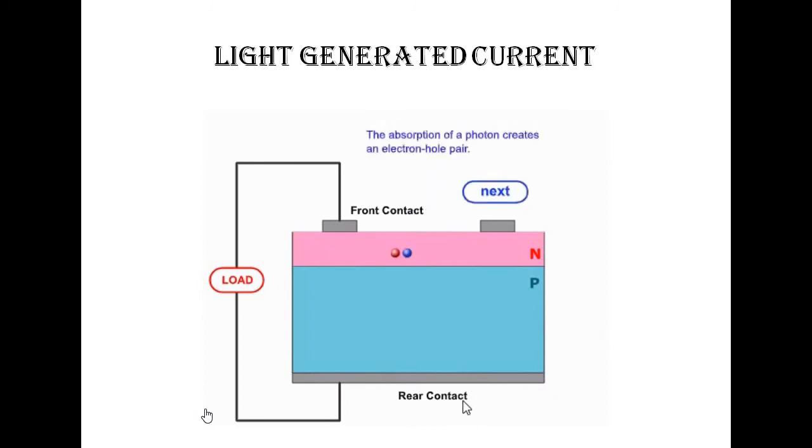The second process is the collection of these carriers by the p-n junction, which prevents this recombination by spatially separating the electrons and the holes. The carriers are separated by the action of the electric field existing in the p-n junction. If the light generated minority carrier reaches the p-n junction, it is swept across the junction by the electric field at the junction, where it is now a majority carrier.